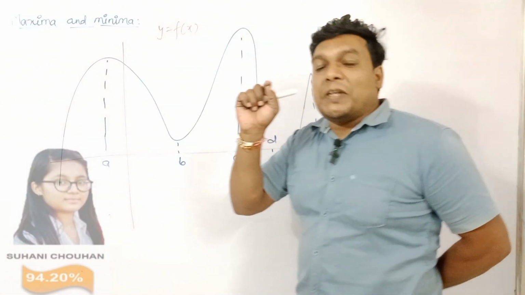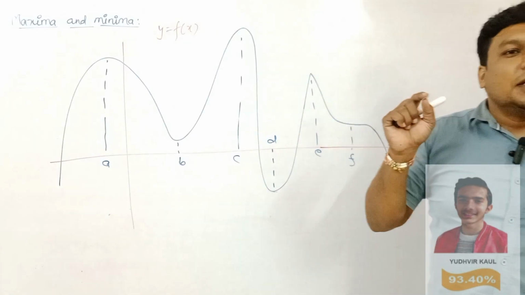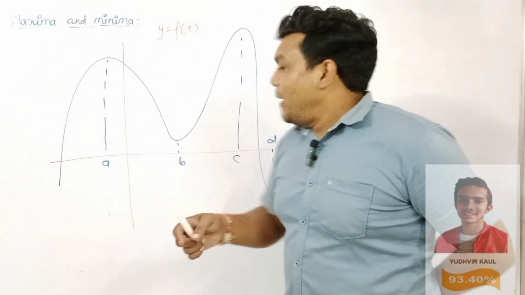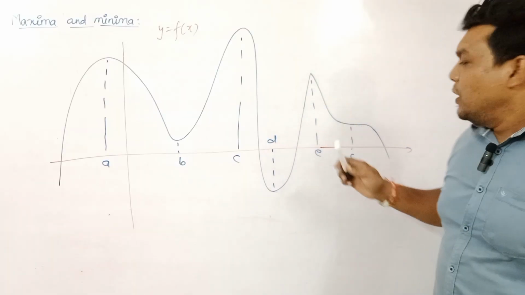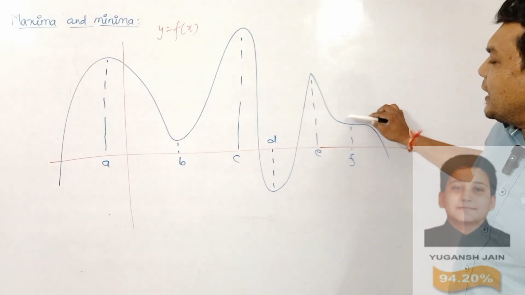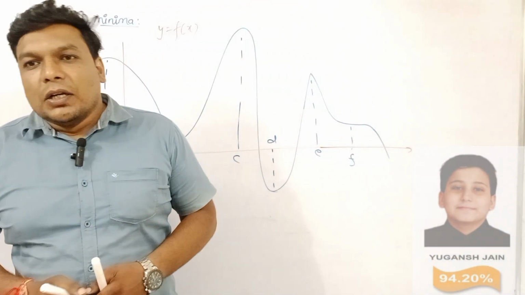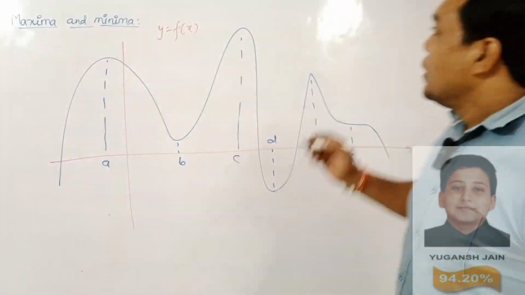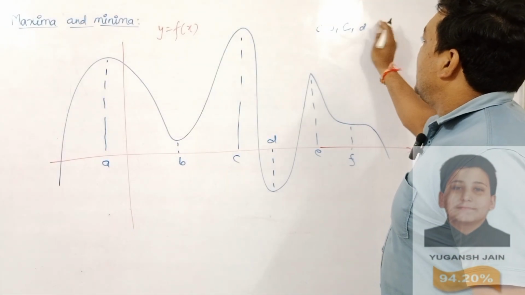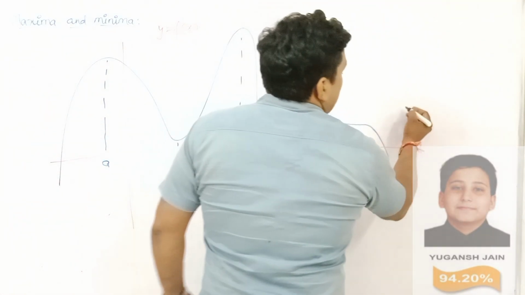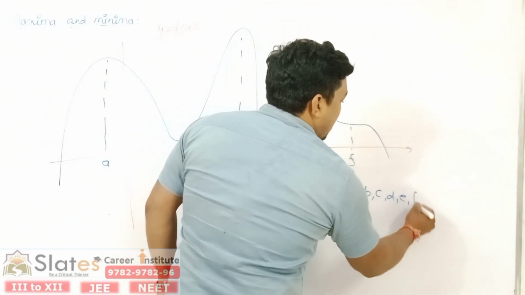What was it at a sharp corner, where it is not differentiable? So at this point E, f of x is not differentiable. And what is the slope of the tangent at F? Again 0. So the first important thing is these points: A, B, C, D, E, F.